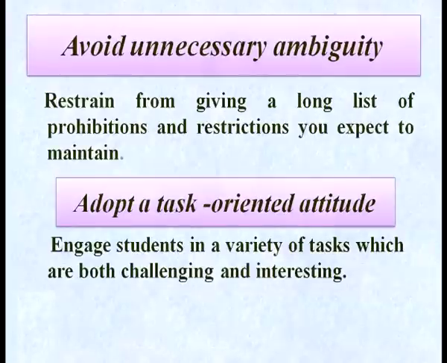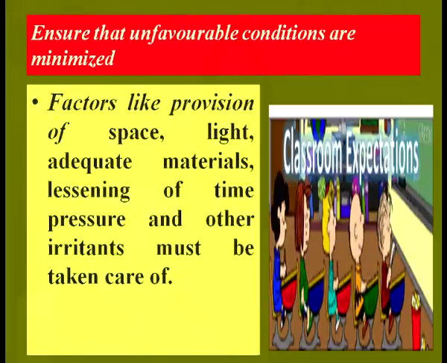Next is avoid unnecessary ambiguity. Refrain from giving a long list of prohibitions and restrictions you expect to maintain. There should not be very many no's and never's. Adopt a task-oriented attitude. Engage students in a variety of tasks which are both challenging and interesting to instill discipline among students. Ensure that unfavorable conditions are minimized. Factors like provision of space, light, adequate materials, lessening of time pressure and other irritants must be taken care of to instill discipline. Next is appropriate atmosphere.